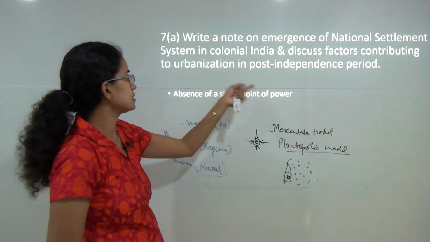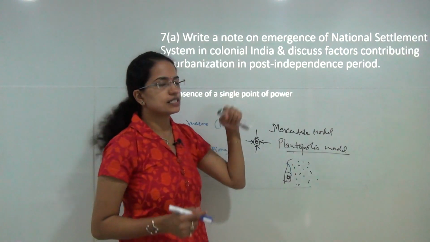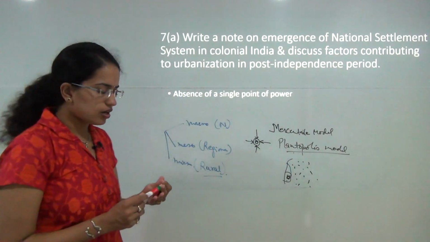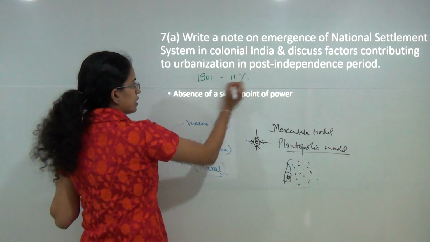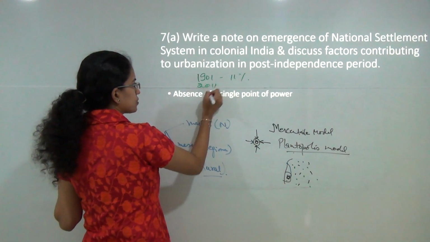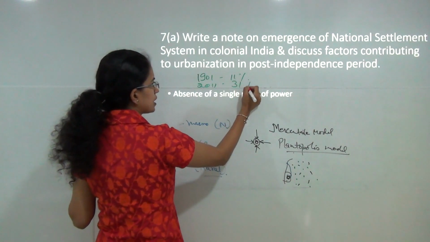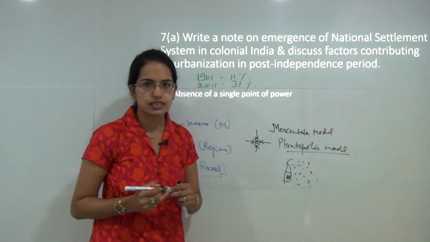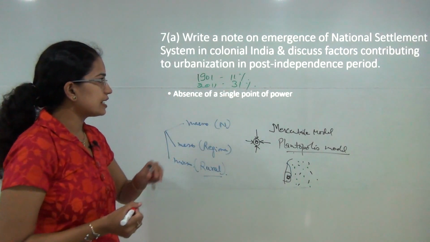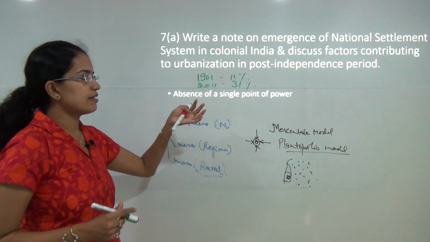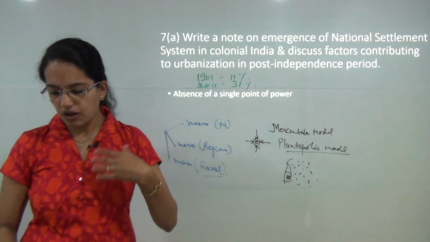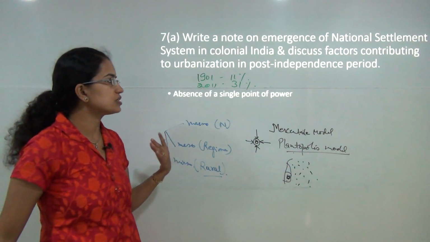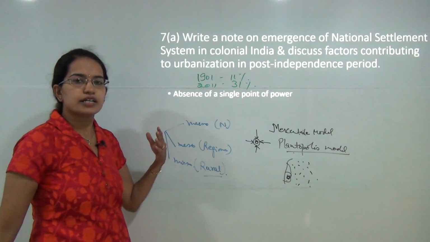Now, what are the factors that contributed to urbanization post-independence? If we talk about 1901, only 11% of the area was urban. However, by 2011, more than 31% was urban. So the main idea here is that pre-independence there was a kind of stagnation in urban growth. However, post-independence, there were rapid opportunities in terms of economy.